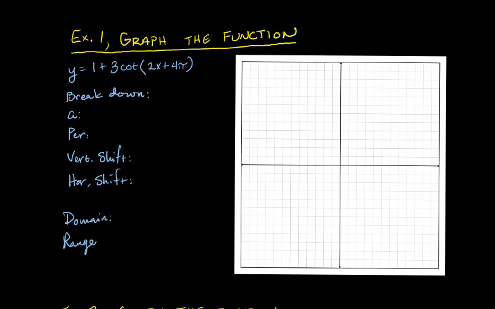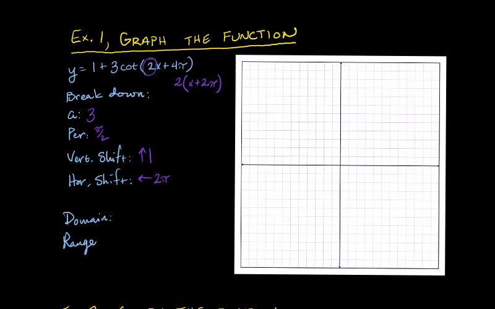Alright, so the A value is 3. Hopefully everybody can see that. The period, we're going to take that 2 and we're going to do pi divided by 2, so it's just pi halves. Now we should probably factor off to the right over here, so 2 parentheses x plus 2 pi. So our vertical shift is up 1, and our horizontal shift is left 2 pi.